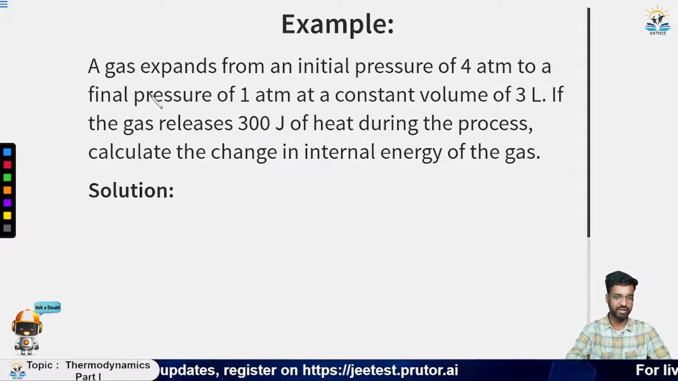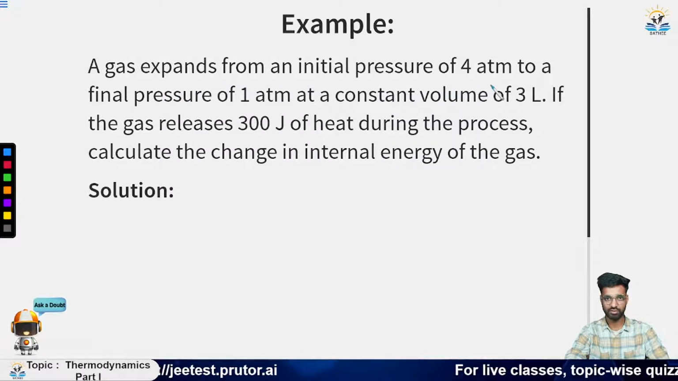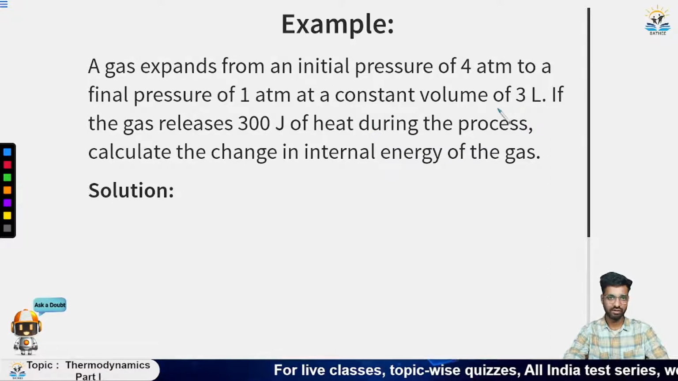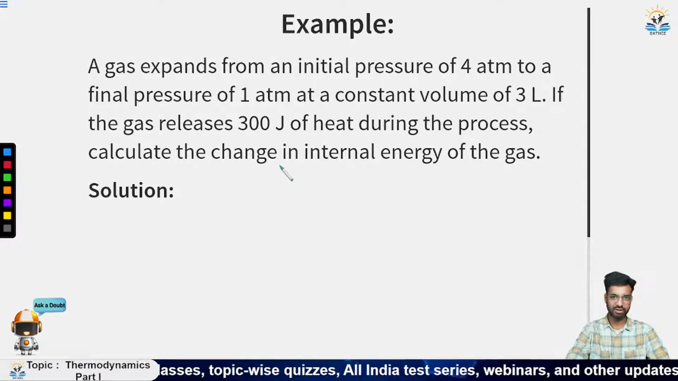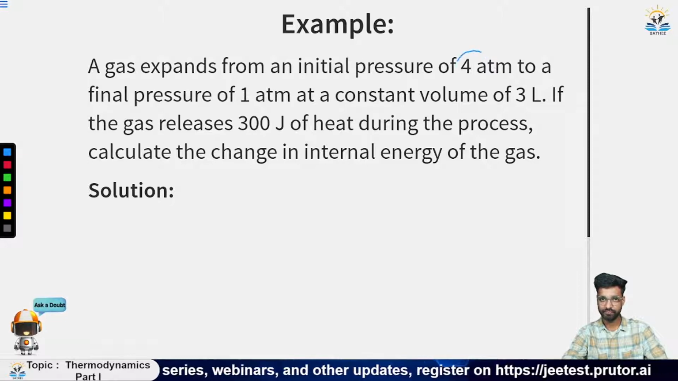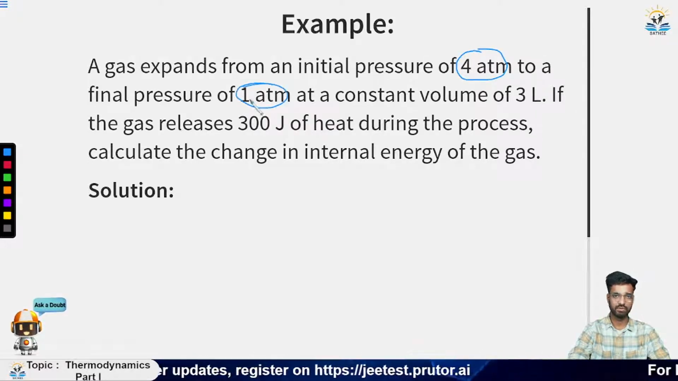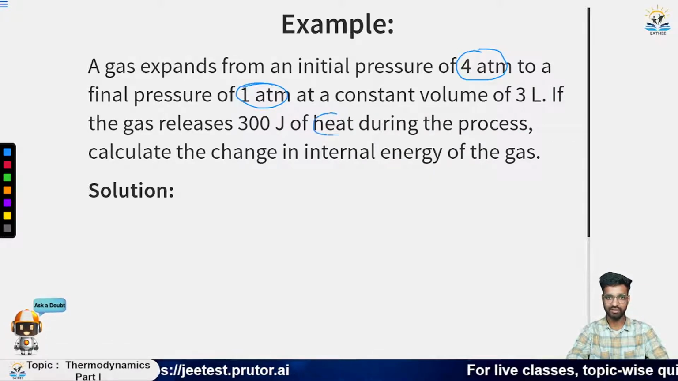So here's the question. It says that a gas expands from an initial pressure of 4 atm to a final pressure of 1 atm at a constant volume of 3 liter. If the gas releases 300 joule of energy during this process, calculate the change in internal energy. So a gas is expanding from an initial pressure of 4 atm to a final pressure of 1 atm. And the gas releases 300 joule of heat, so heat is given.